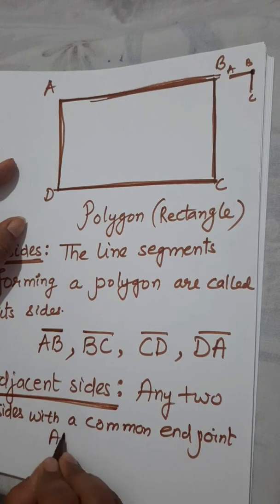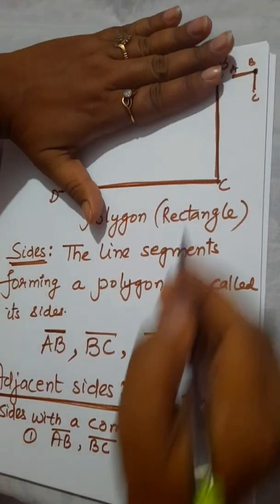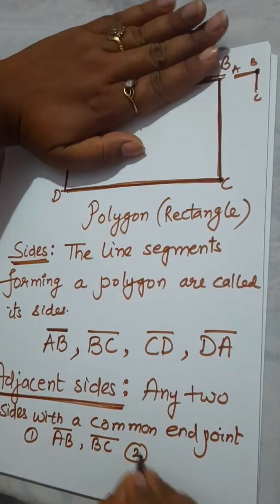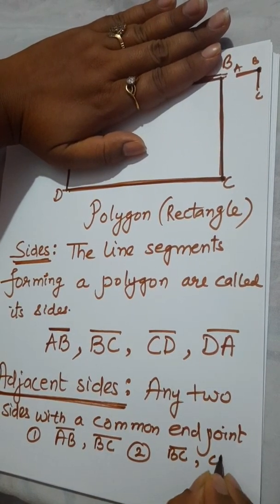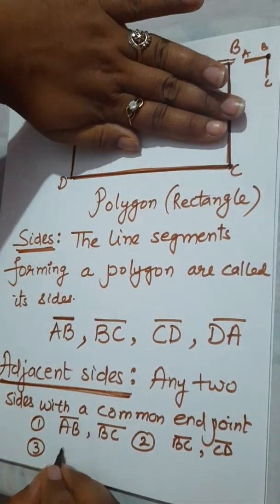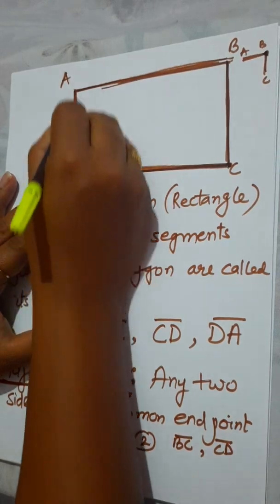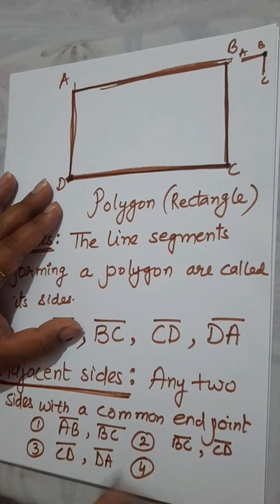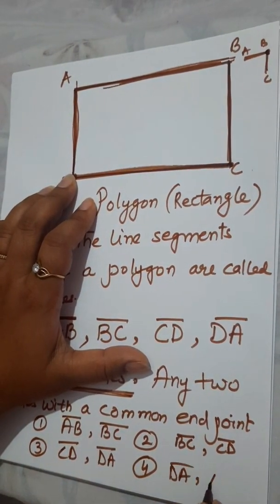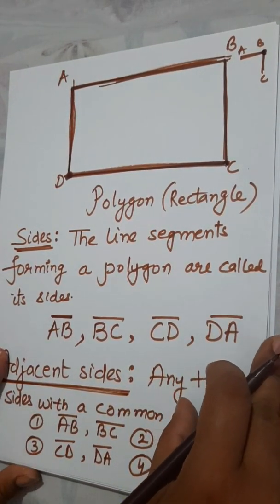Here adjacent sides are AB and BC. First pair is this, second is BC, CD. Common end point is C. Secondly, we will write BC and CD. Now third is this CD and DA. CD and DA. Common end point is this D. And the fourth one is DA and AB. So adjacent means any 2 sides with a common end point.